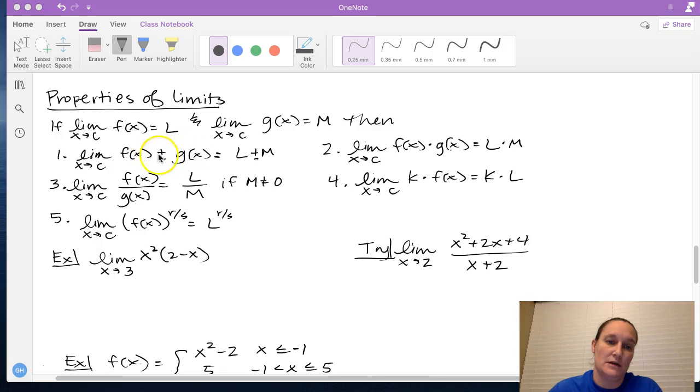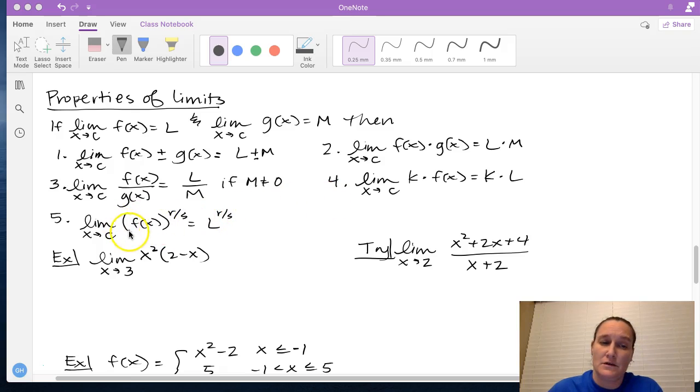If you add or subtract the functions and you take the limit of them, you add or subtract their limits. If you multiply the functions, you multiply the limits. If you take the limit of the quotient, you divide the limits. If you have a constant, this k is a constant, times your function, you're going to take the constant times the limit. And if you have a function to a power, you can take the limit to a power.